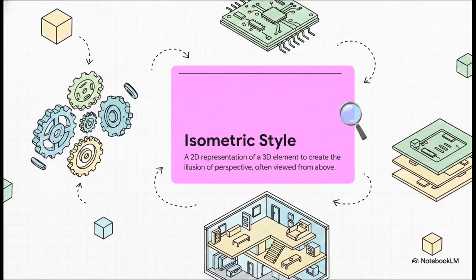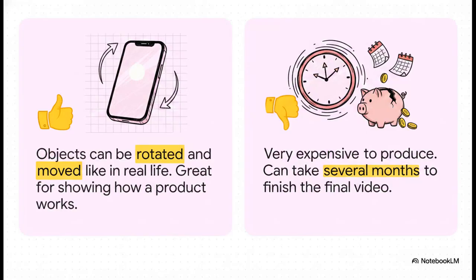Now, a really popular way to create that illusion of depth is with the isometric style. Even though it's all drawn in 2D, everything is angled just right to make it look like you're viewing a 3D space from above. This perspective is absolutely perfect for deconstructing an object and showing how all the internal parts work together. And that brings us to the big one, full 3D animation.